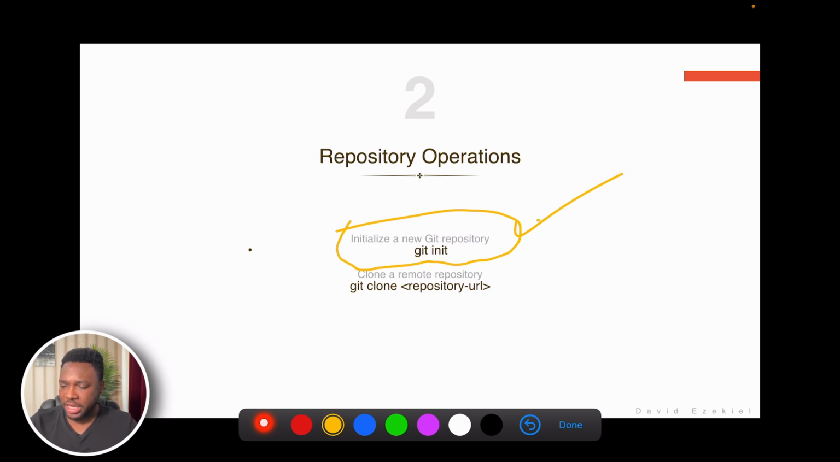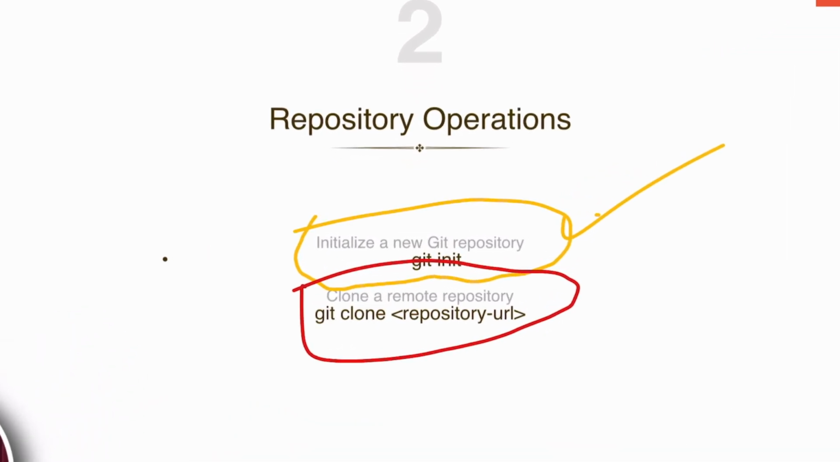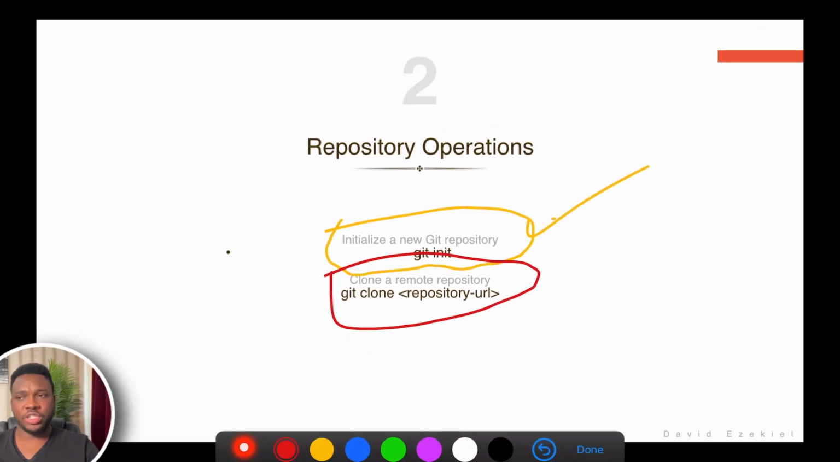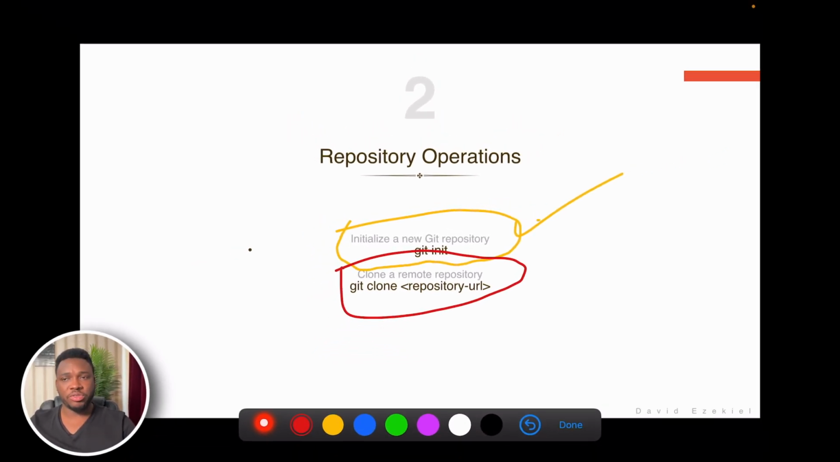The second is to clone a remote repository. So you have the local repository within the system you're using, and you have the remote repository. If you're working on an existing project, you can use git clone to download the repository to your local machine. Just provide the URL and Git will make a copy of the repository for you.